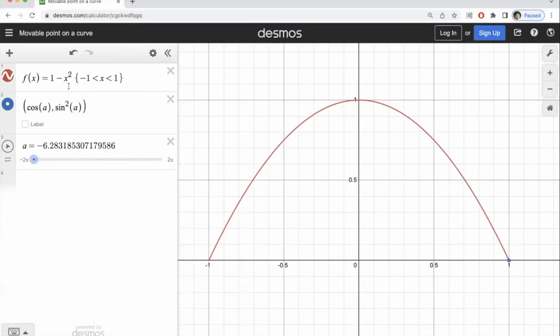So here's a visualization of that. I have graphed the equation y is 1 minus x squared with our domain restriction, and also our original parameterization, cosine t comma sine squared t. And let's see what happens as t increases. See that blue dot? So as t increases in our parameterization, we are bouncing back and forth along that parabola segment.